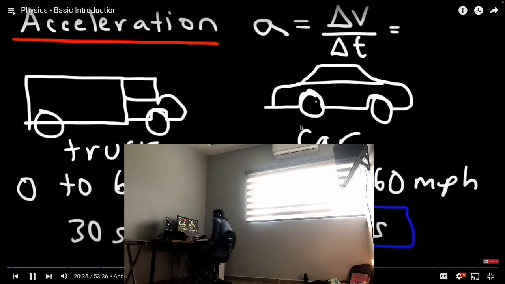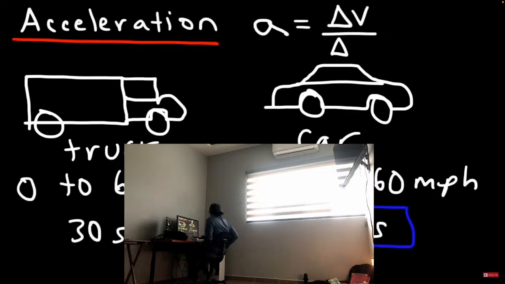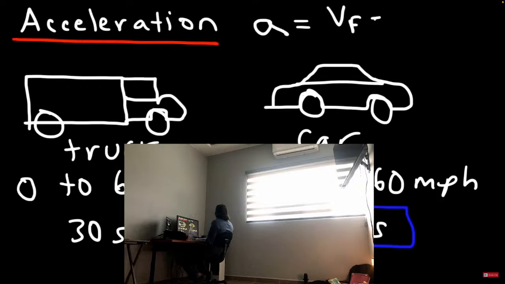So you can write it this way. Let me adjust the formula. If you see the triangle, it simply means change. So acceleration can be written this way: it's the final velocity minus the initial velocity divided by the time.